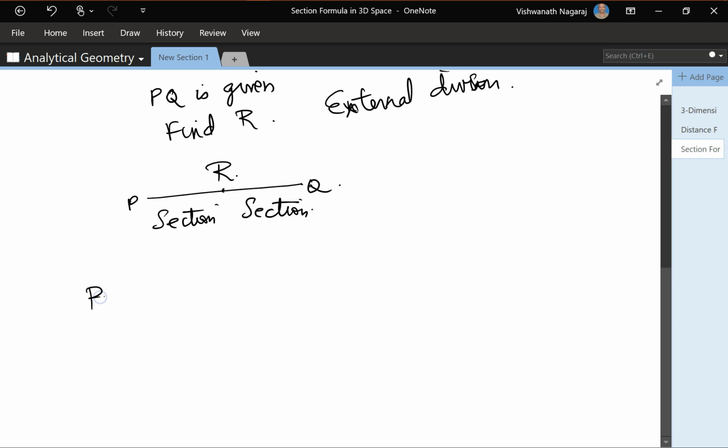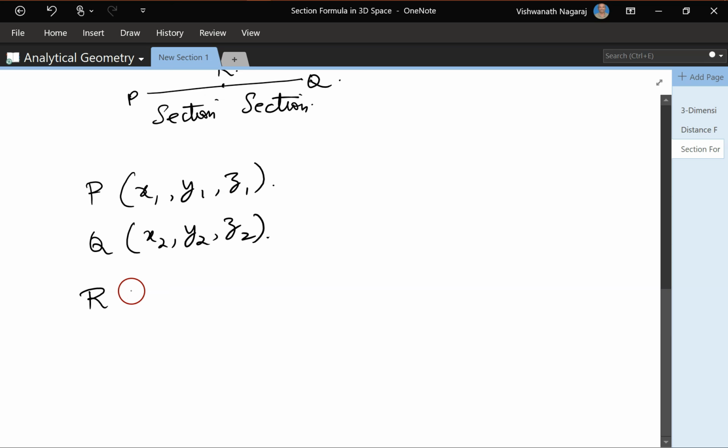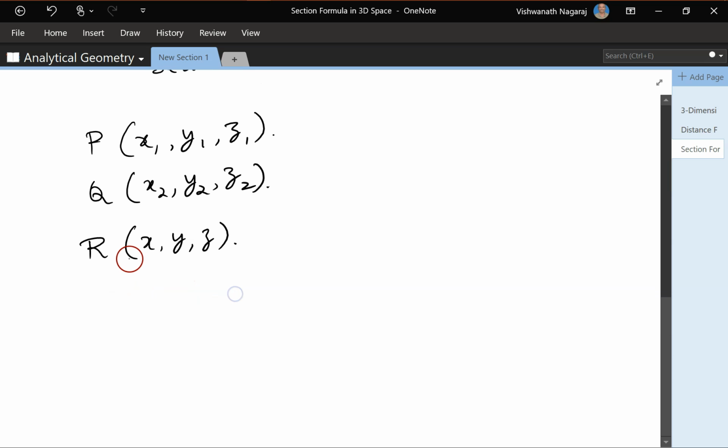Let's say P is x1, y1, z1. These are the coordinates of P. Coordinates of Q is x2, y2, z2. We have to find R. Let that be x, y, z. This R divides PQ in the ratio of m is to n.